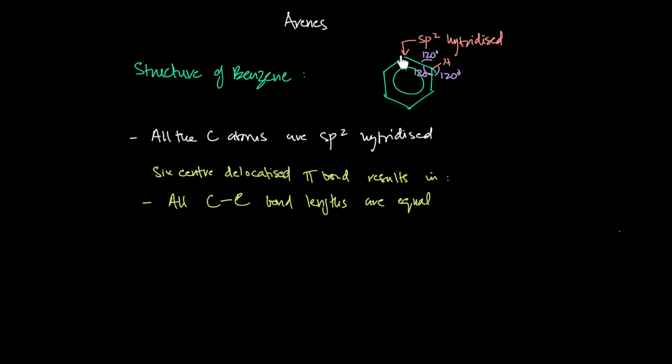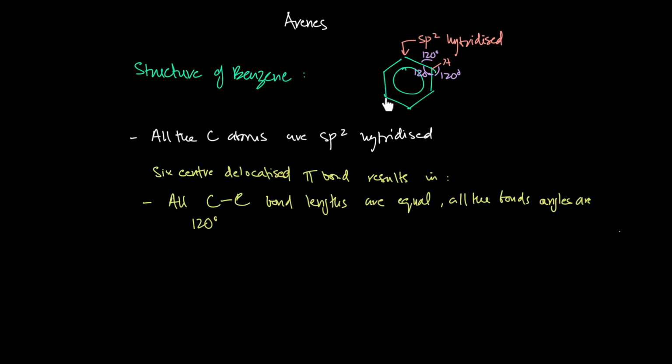And since we have sp2 hybridization, what do you think that makes benzene? Do you think benzene is a planar molecule or a non-planar molecule? It's a planar molecule, right? It's a flat molecule because it's sp2 hybridized. So you have all carbon-carbon bond lengths equal, and we can say that all the bond angles are 120 degrees. So then what type of shape is benzene, do you think?